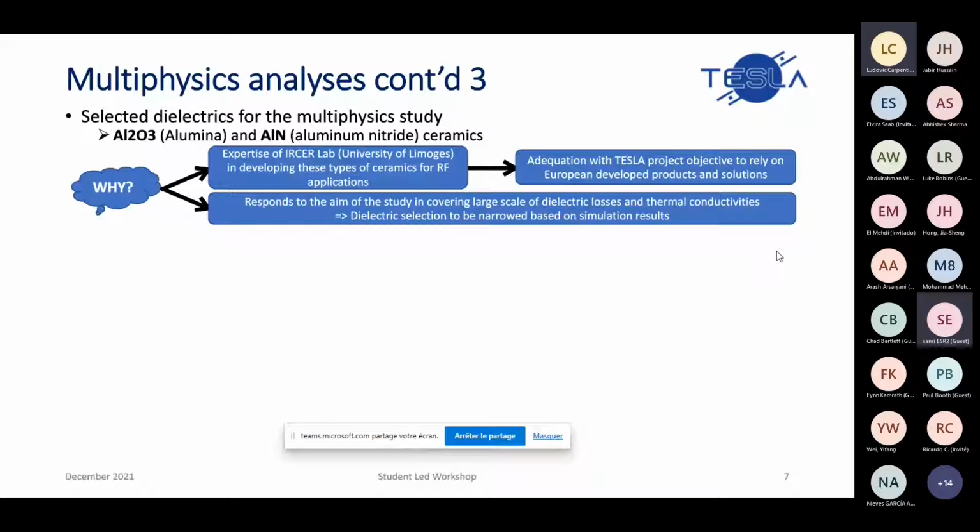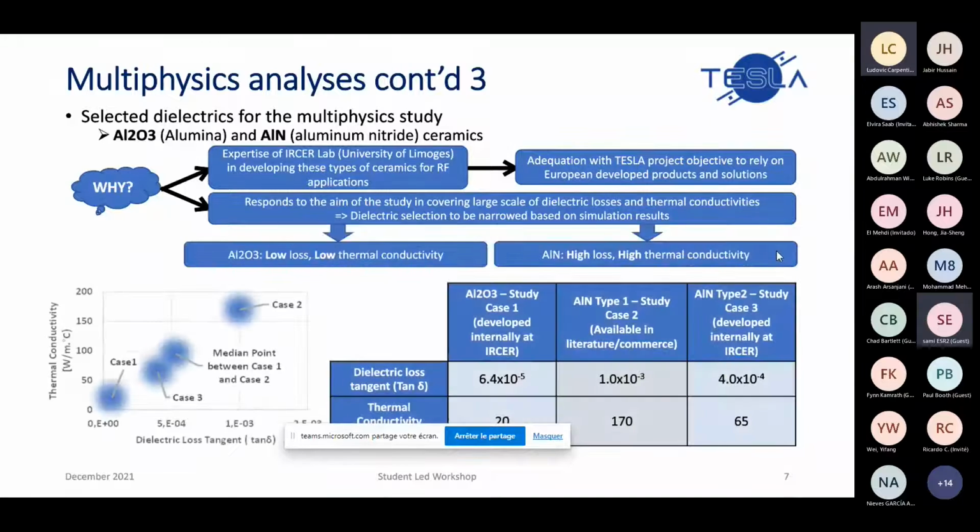This will allow us to narrow the selection of ceramics that will satisfy the requirements that we are looking for in terms of power handling. So here we can see that the alumina will have a very low loss, very low thermal conductivity, and the aluminum nitride will have a high loss, high thermal conductivity. For our analysis, we are considering 3 cases. The case number 1 is alumina, and it has a very low loss, which is actually good RF-wise, but it also has a low thermal conductivity, and this can be problematic.